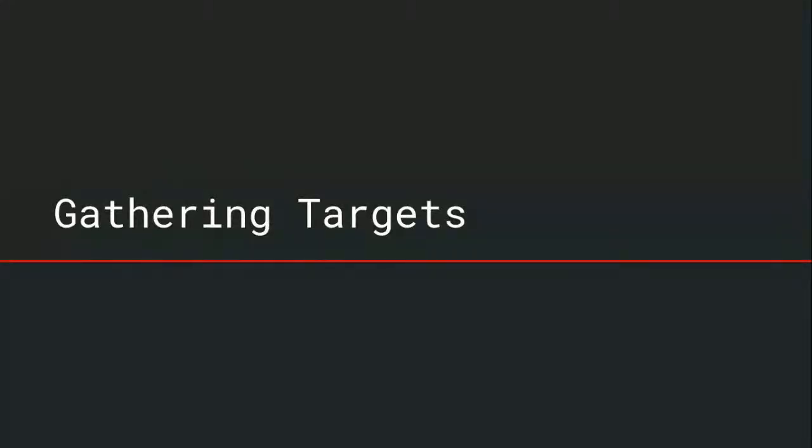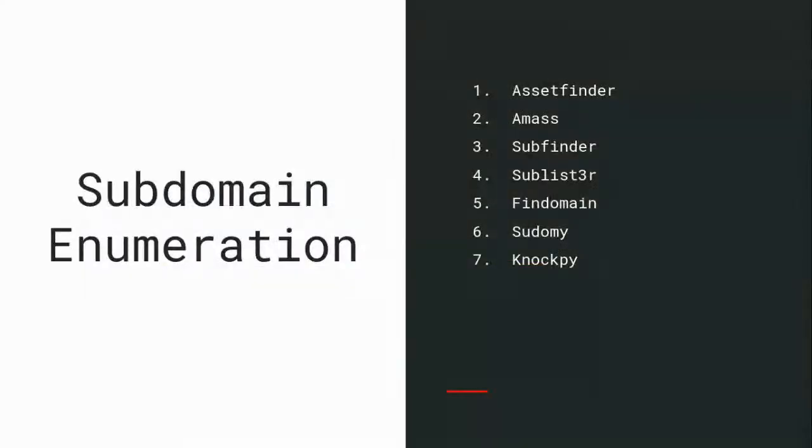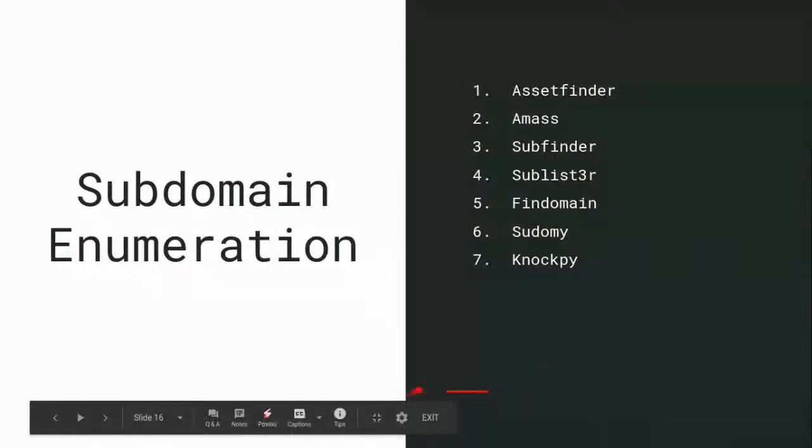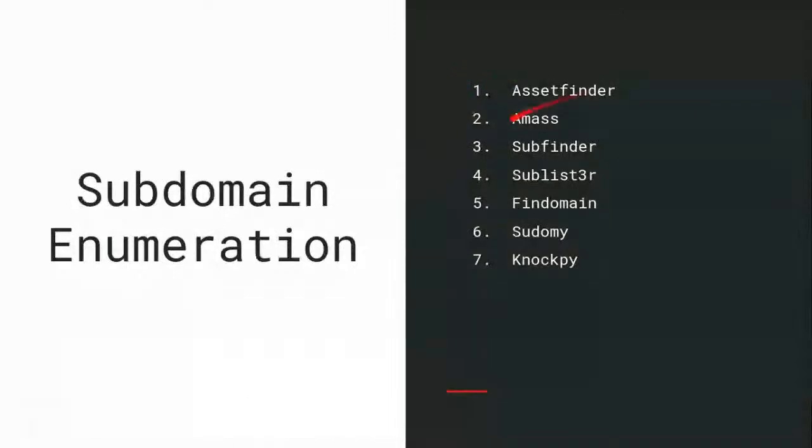Okay. Now, once we have gathered all our targets, the next part was to enumerate subdomains. Here I have mentioned a lot of different tools to gather subdomains. You can use Assetfinder, Amass, Subfinder, any of them. But what I suggest is to use multiple tools at once. You can also use Google Dorks to find subdomains because that might give you some unique results.